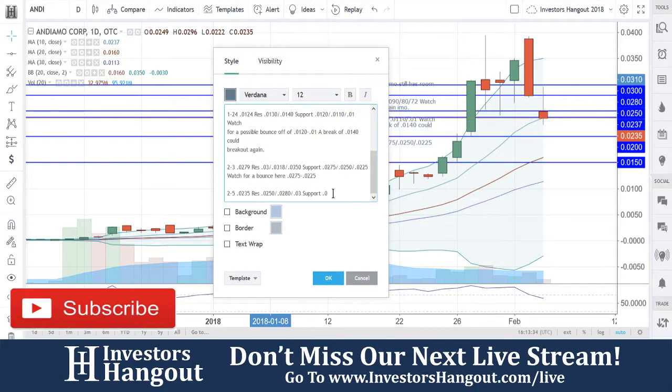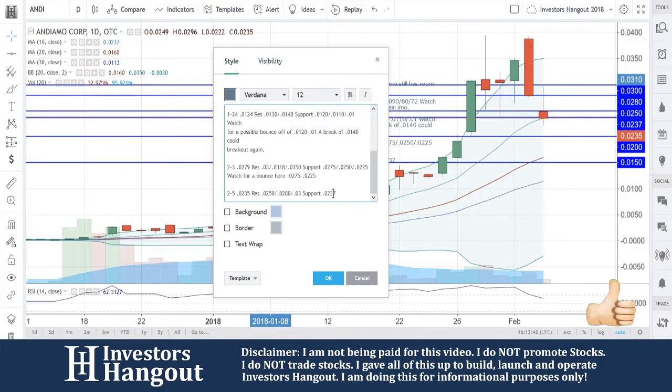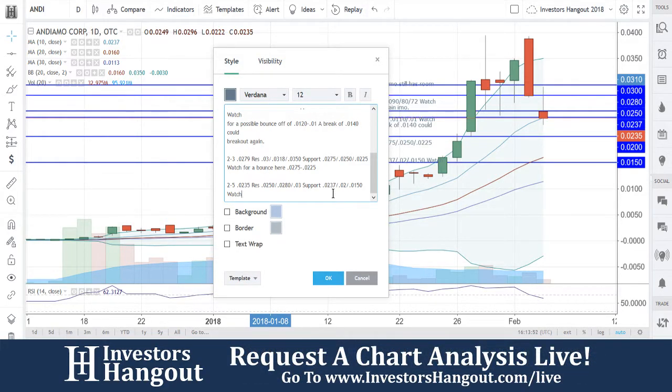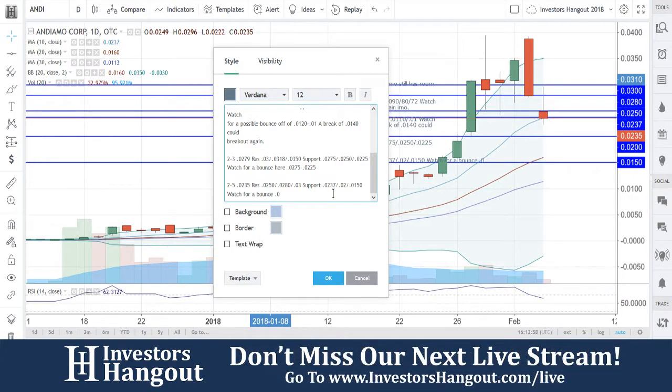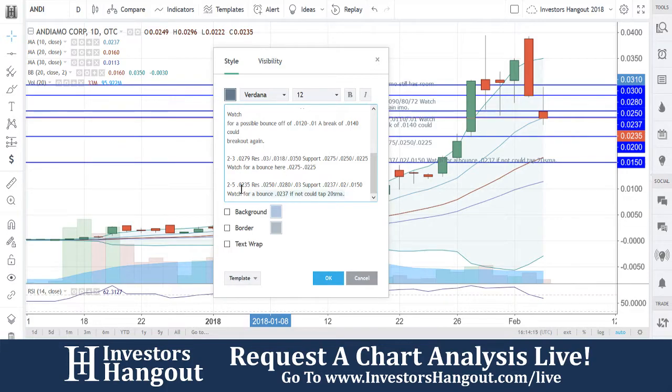Support 0.237. I'm going to put that in here just because right now it is fluctuating, and you guys can obviously still close above that 0.237. Then 0.2 and then 0.150. I'm going to put that in there perfectly. Watch for the bounce at 0.237, the 10-day simple moving average.